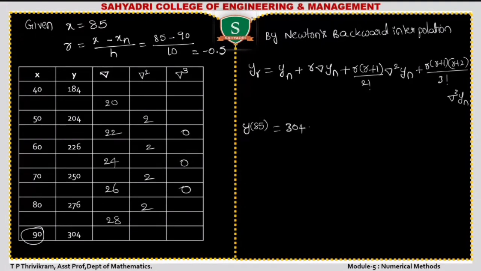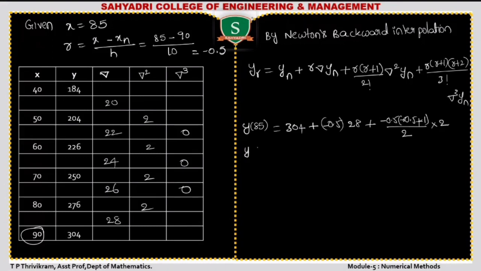plus, here r is minus 0.5 into del yn, that means 28, plus r into r minus 1, minus 0.5 into minus 0.5 minus 1, plus 1 divided by 2. Here del square, it is 2.